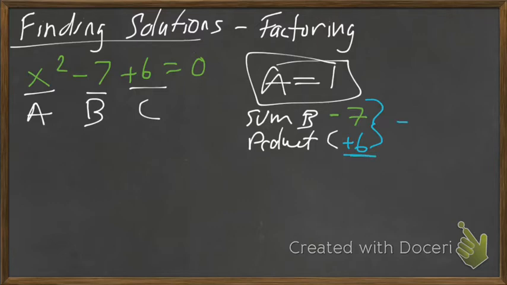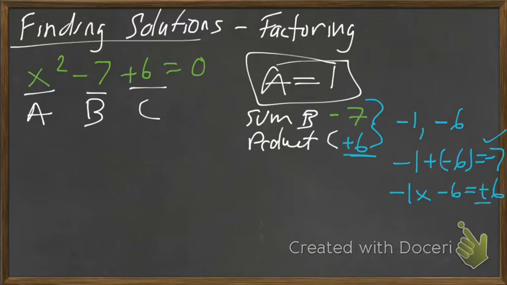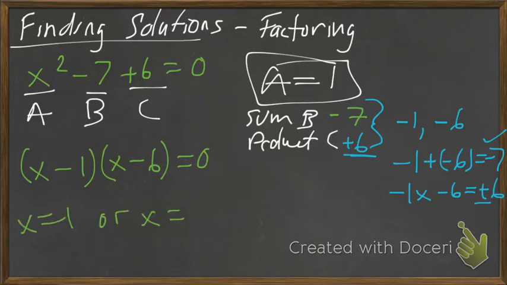Since the product is positive, I know the two numbers will have the same sign, either two negatives or two positives, and I want to get to negative 7. So it could be 3 and 4, 2 and 5, or 1 and 6. If I do negative 1 and negative 6, when you add those together, that's going to be negative 7. So that checks out. Negative 1 multiplied by negative 6 equals positive 6. That checks out too. So what do I do for this case? I'll have x subtract 1, and x subtract 6 equaling 0. To solve each one of those, x is equal to 1 or x is equal to 6.